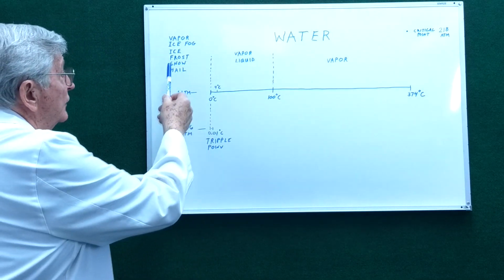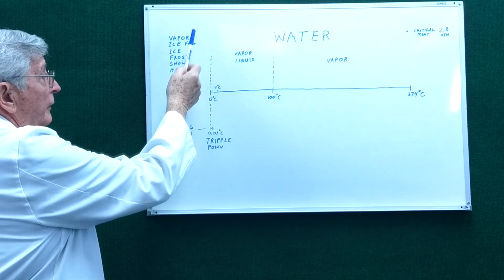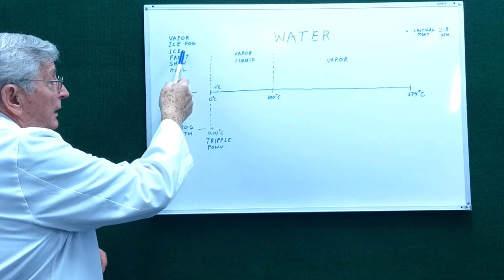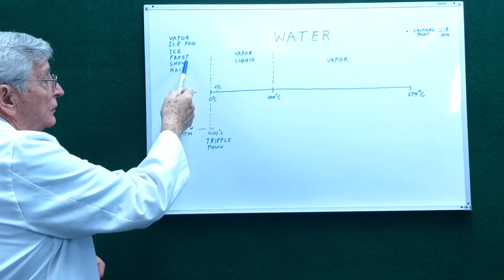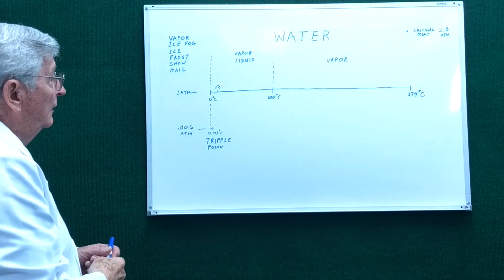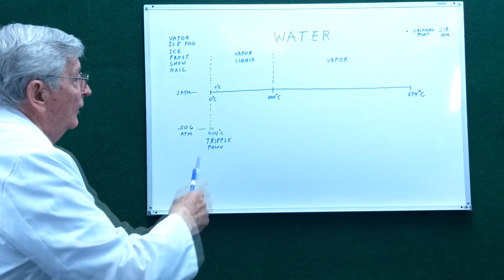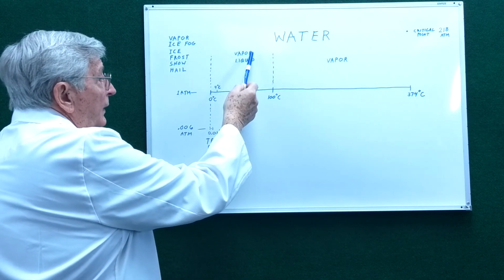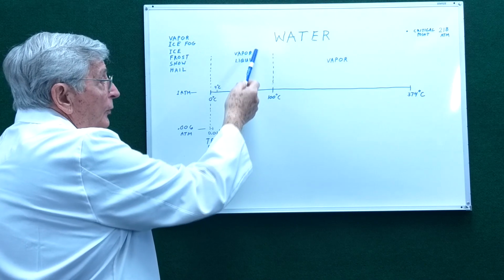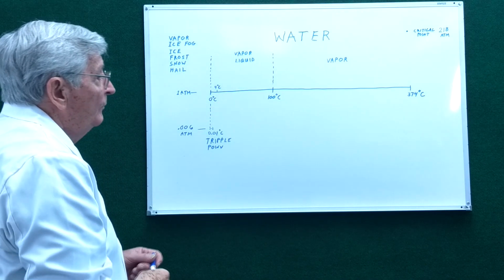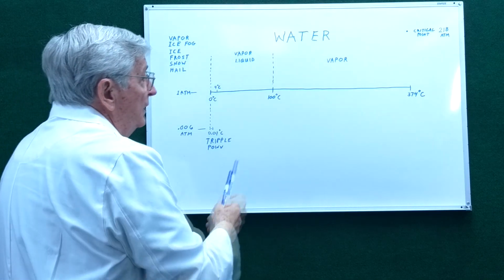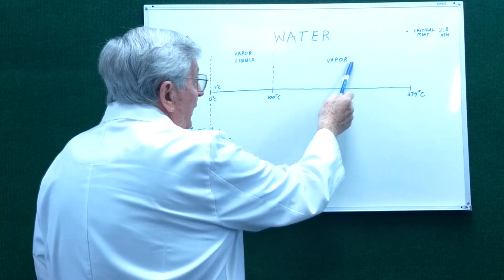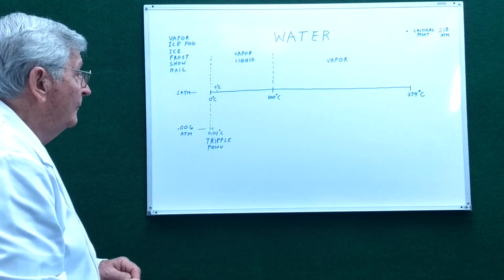So below 0 degrees C, we can have water in a vapor form. We can have an ice fog. We can have ice, frost, snow, and hail. So in this area here, at normal pressures, we can have water as a vapor or a liquid. And above 100 degrees C, at atmospheric pressure, all we can have is a vapor.